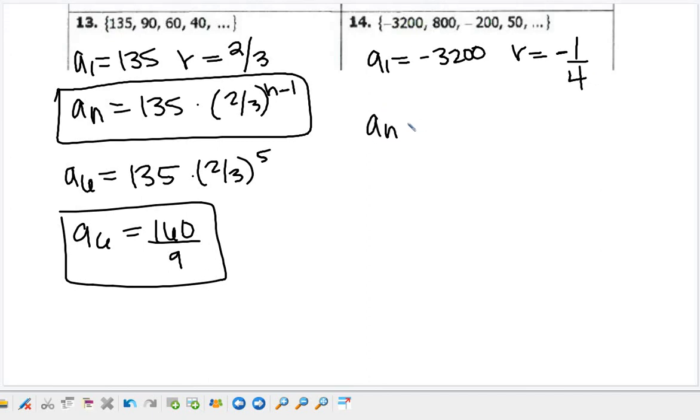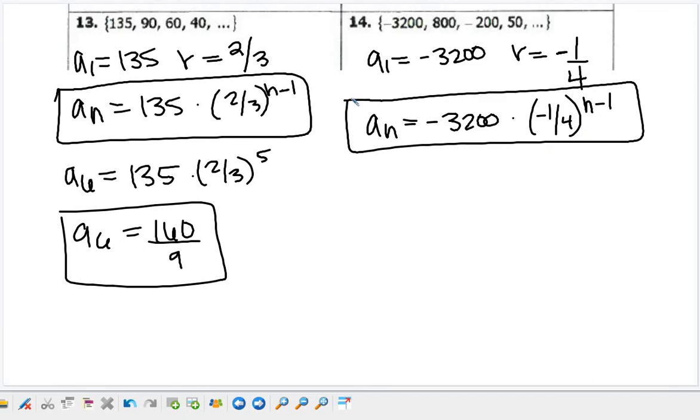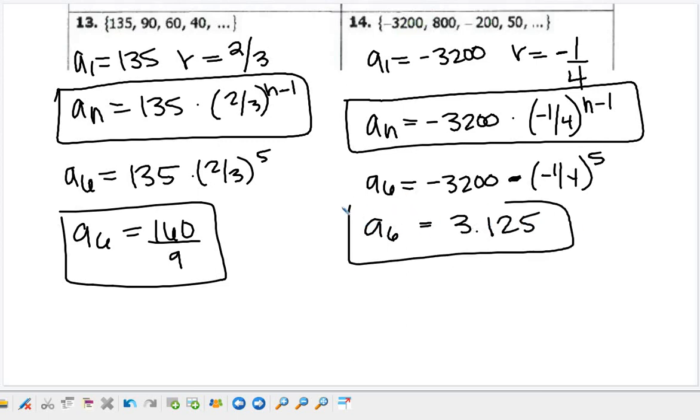So again, a sub n is equal to my first term times my ratio to the n minus 1, and that is my rule. And then to find the sixth term, I plug in to the 5th. So again, parentheses are extremely important. So parentheses, negative 1 divided by 4 raised to the 5th times negative 3200 is 3.125.